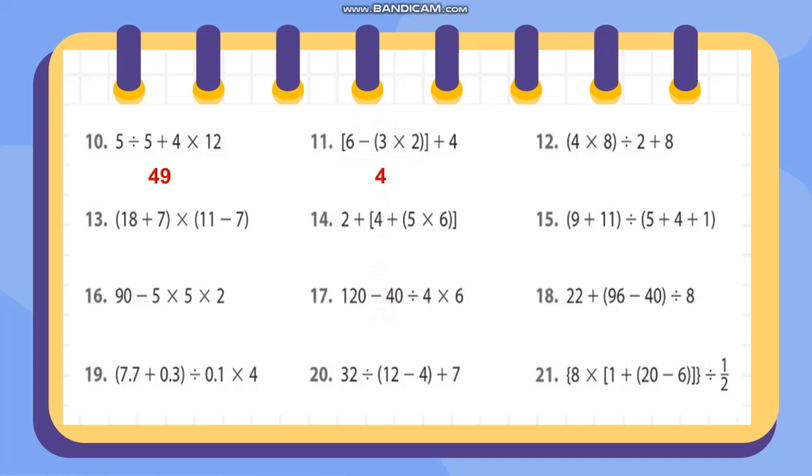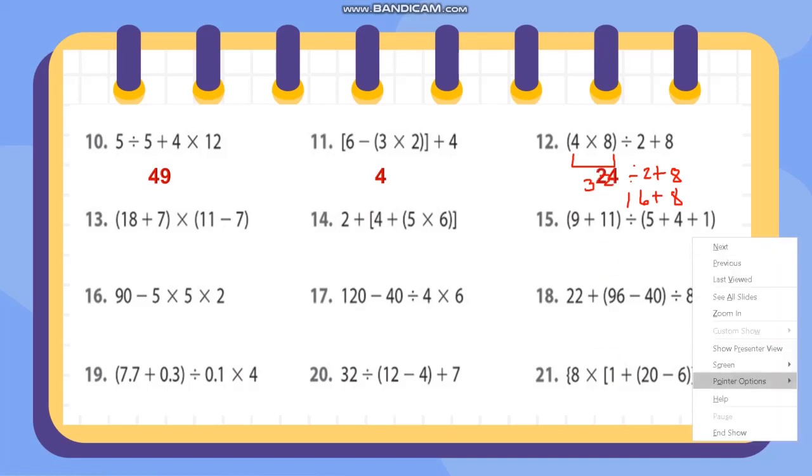Question number 12. 4 multiplied by 8 divided by 2 plus 8. What we are going to do is multiply first. 4 multiplied by 8 is equivalent to 32. And 32 divided by 2 plus 8. So 32 divided by 2 is equivalent to 16. And 16 plus 8 is equivalent to 24.